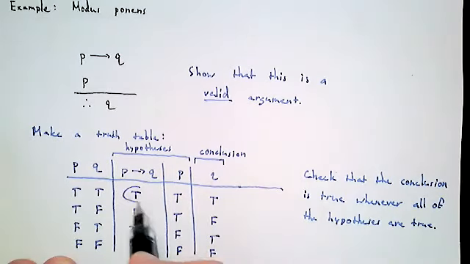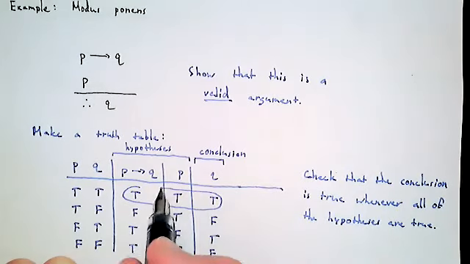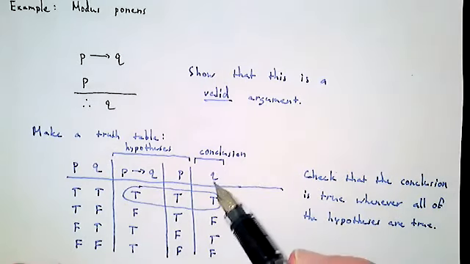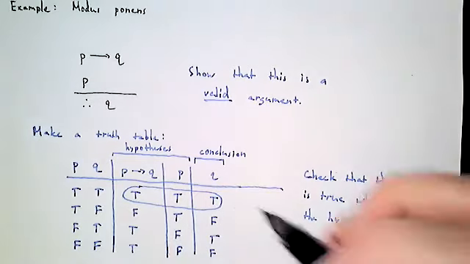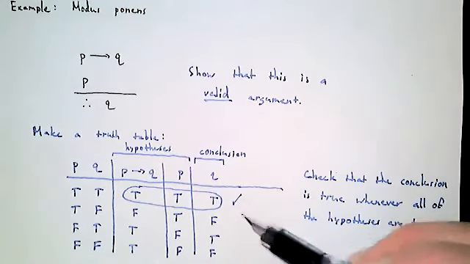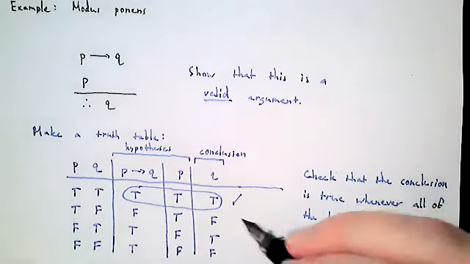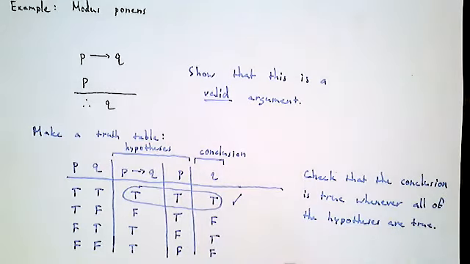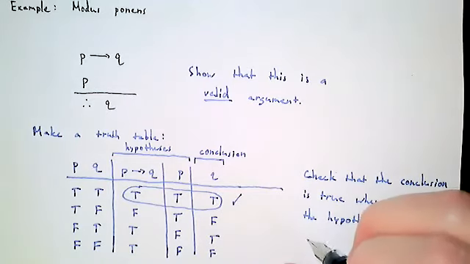Let me go ahead and circle that one. So if both hypotheses are true, is the conclusion true? Yes. Yes, definitely. So now we're actually done. So we've checked that if both hypotheses are true, the conclusion has to be true. So we conclude that this is valid.